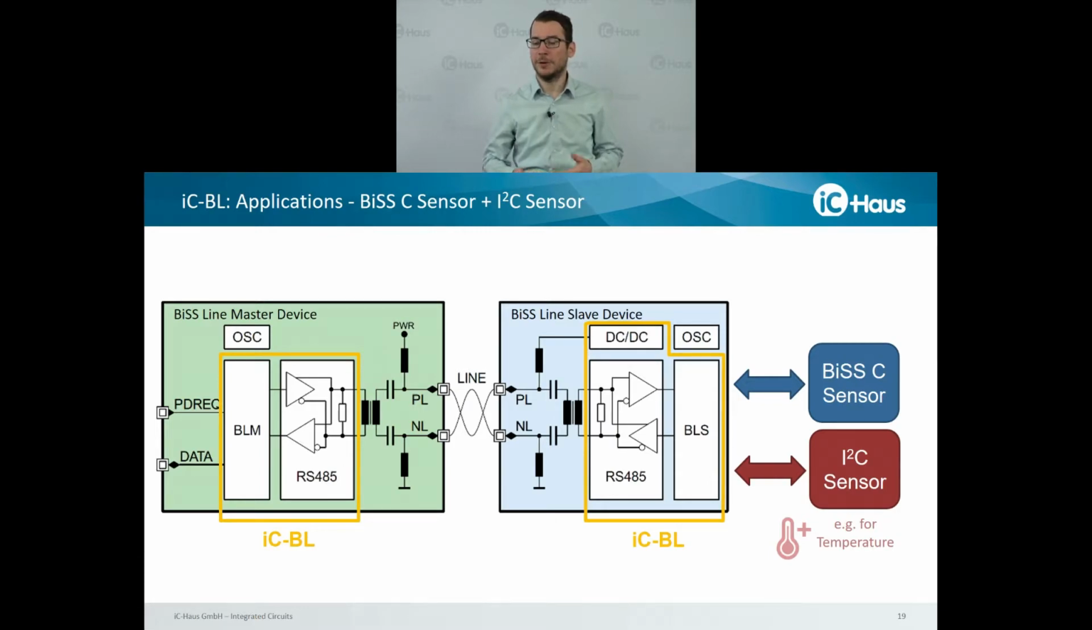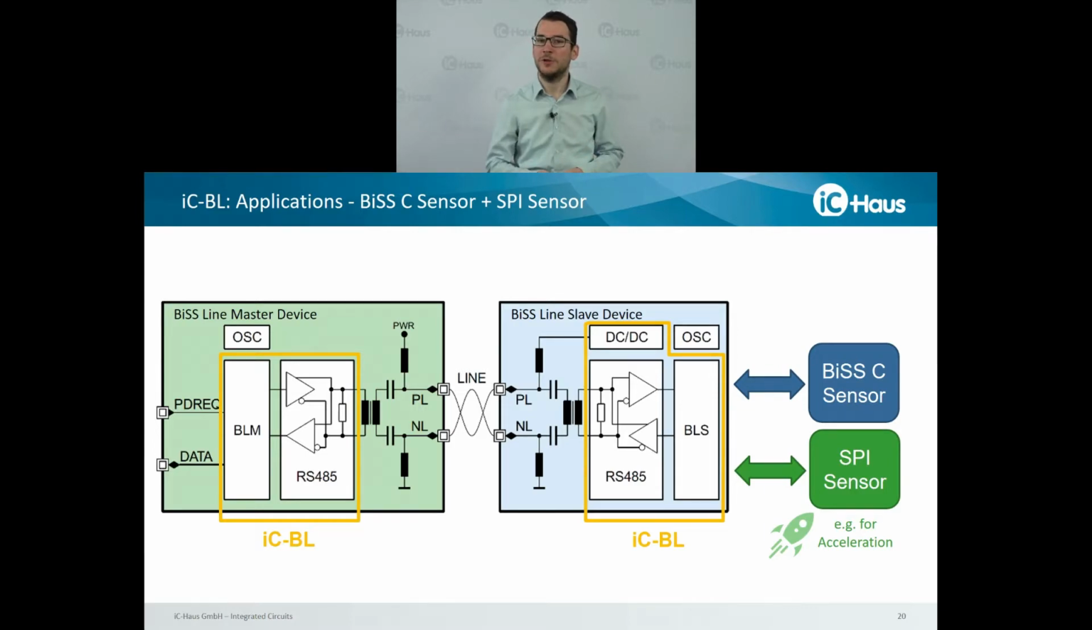The data of the I2C sensor is stored within a register of iC-BL. So to access this register, control communication can be used. This means that there's one bit of control data transmitted within one process data frame, and it takes several process data frames to transmit the whole data of the I2C sensor. So this application setup is suitable for I2C sensors with a low update rate, for example, temperature sensors.